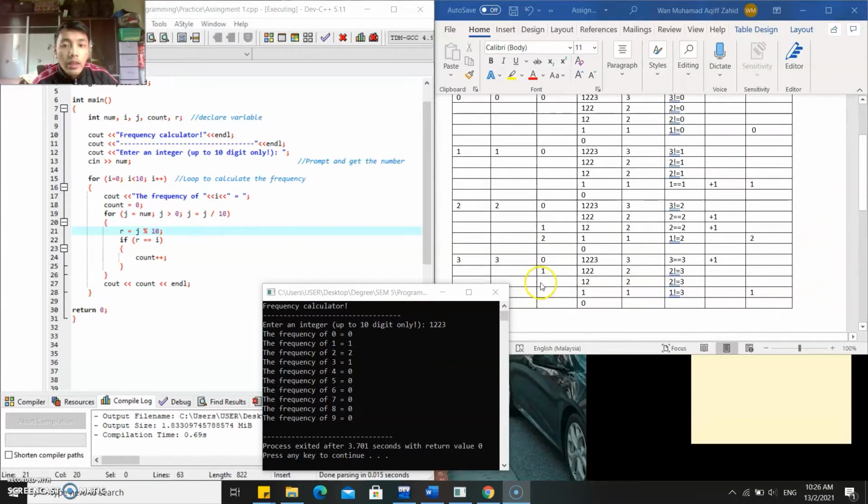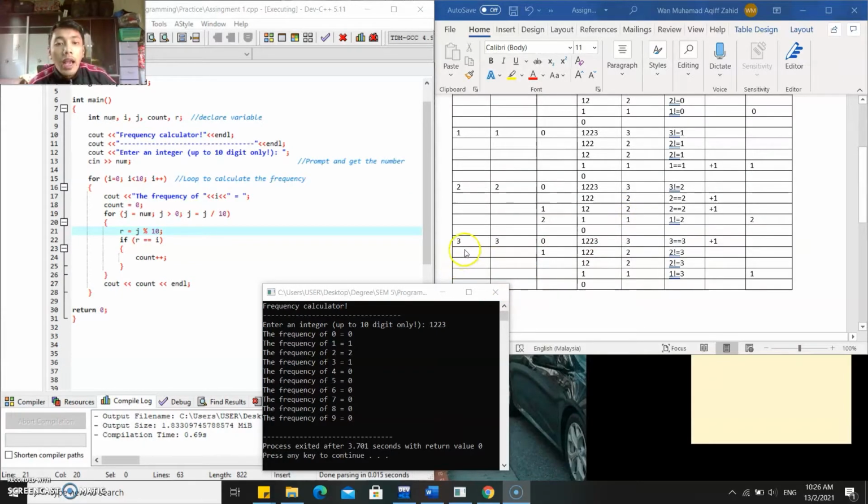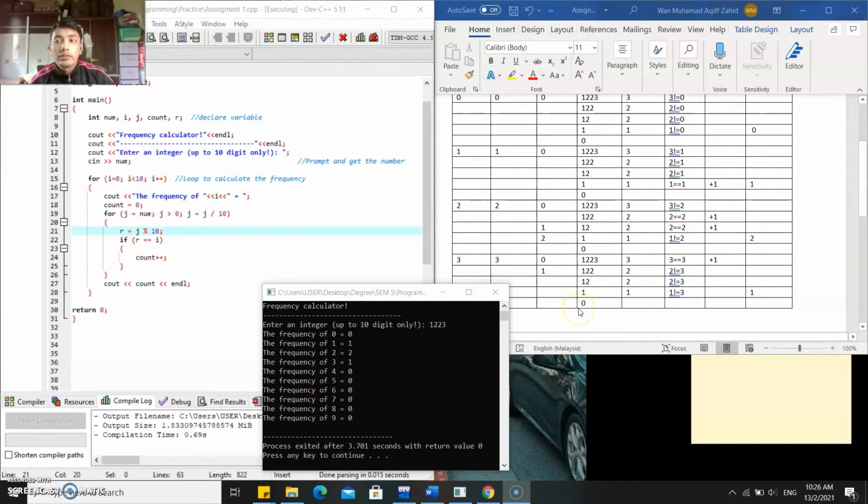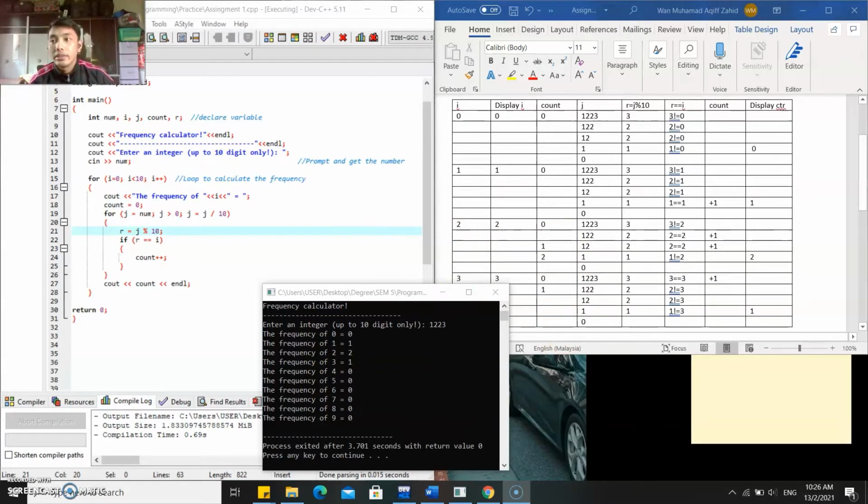So here, this loop will continue until I equal to 9. So that's all for this question.